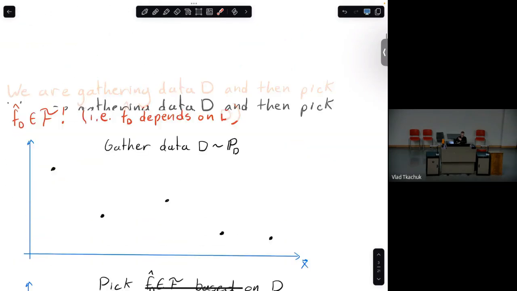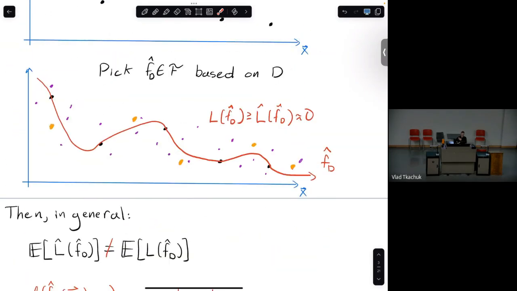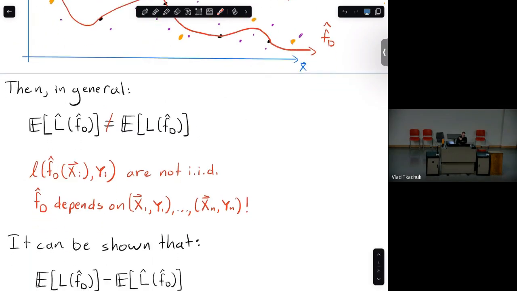This becomes important because the data that we choose is going to be some random set of points, and then we pick the predictor based on those random set of points. And when we want to talk about expectations, we need this dependence on the data here. That's really all I want to say about it.